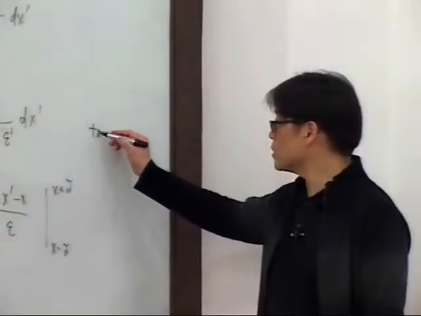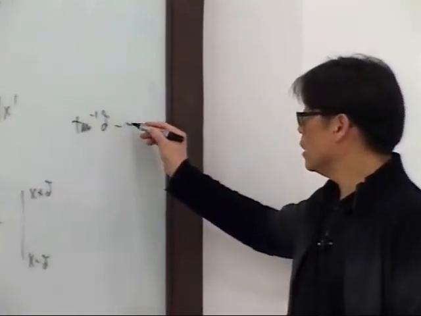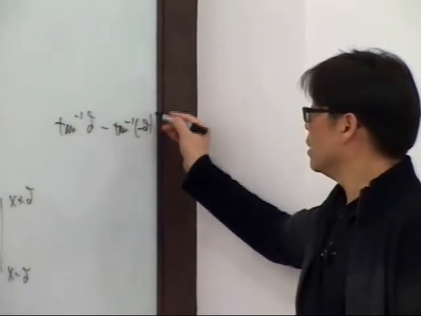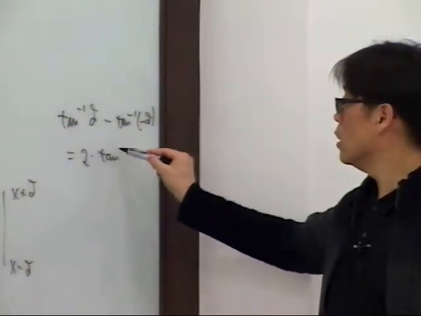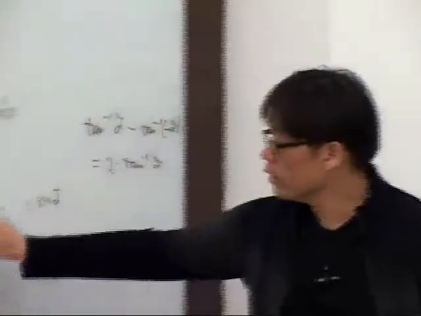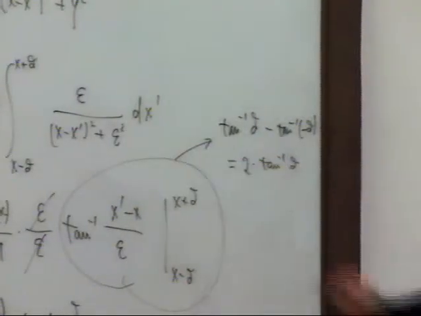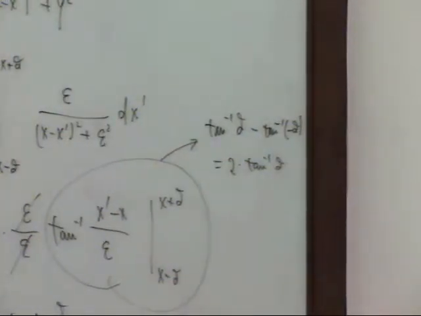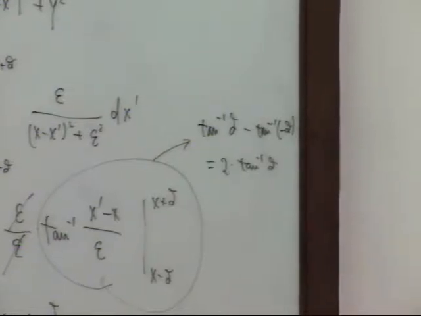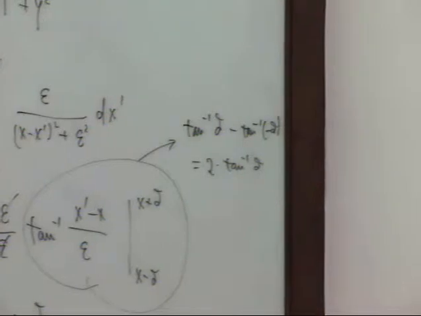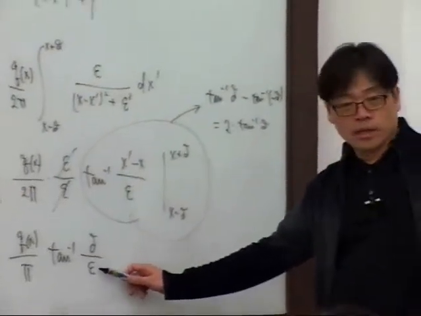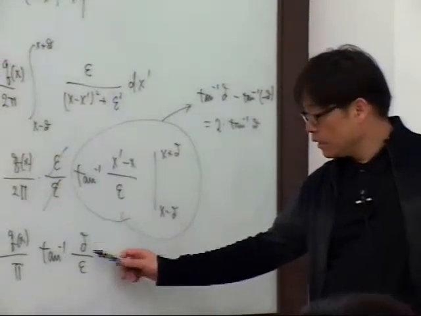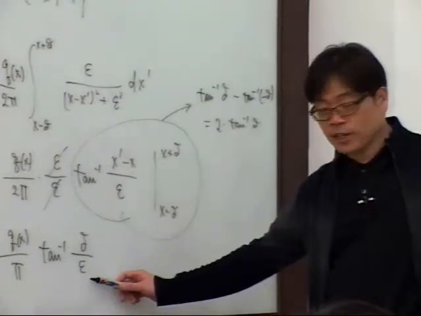Okay, so the top one is delta, minus the bottom one. So this is an odd function, and therefore this will give you 2, from here. Then I take a limit as epsilon going to 0. What happens? This guy is infinity. Delta divided by 0 is infinity.